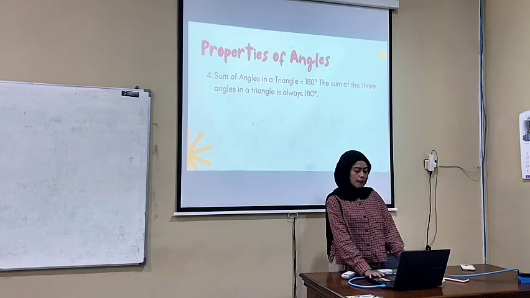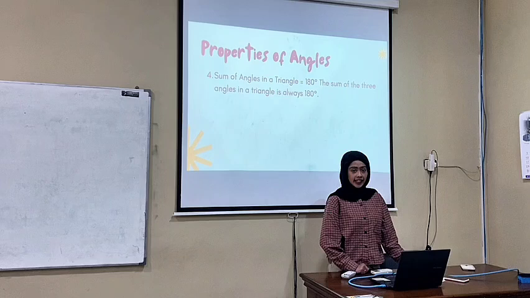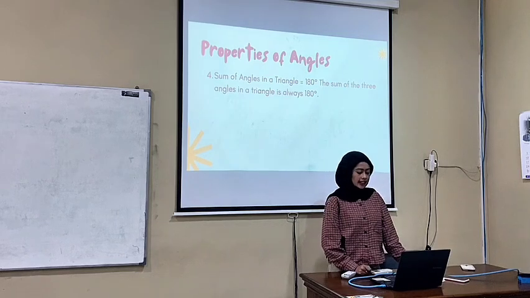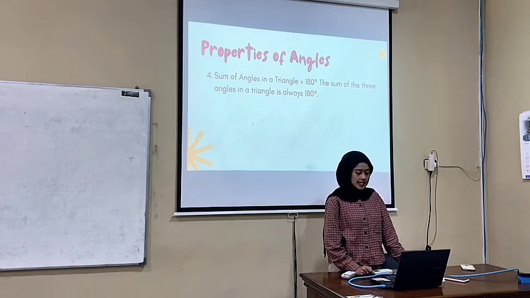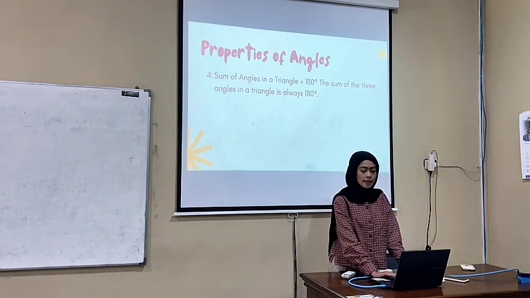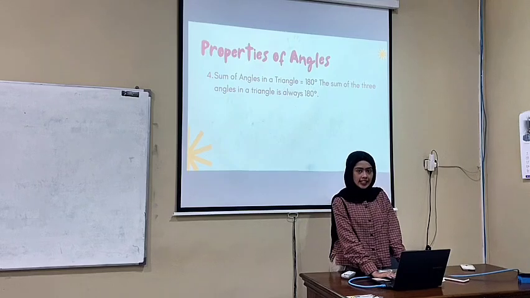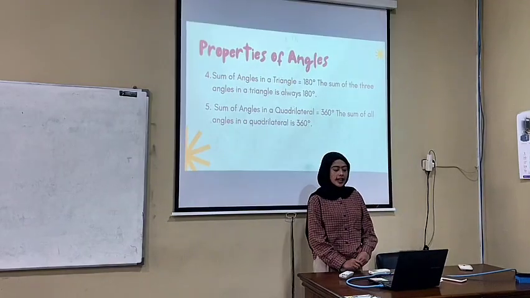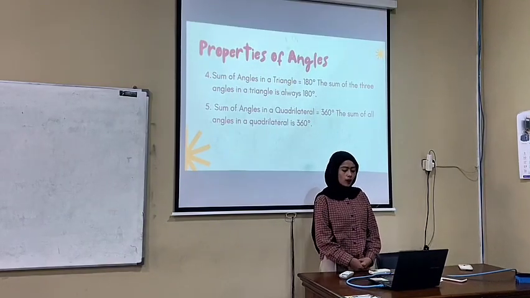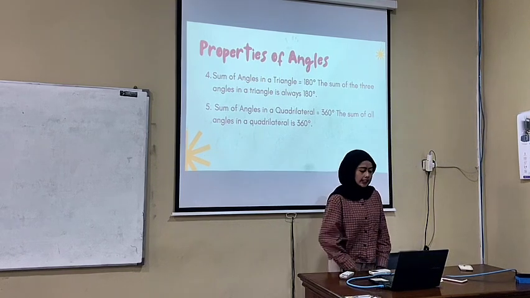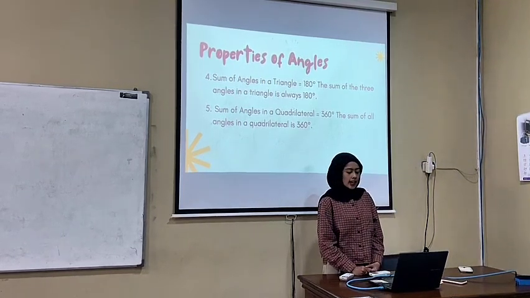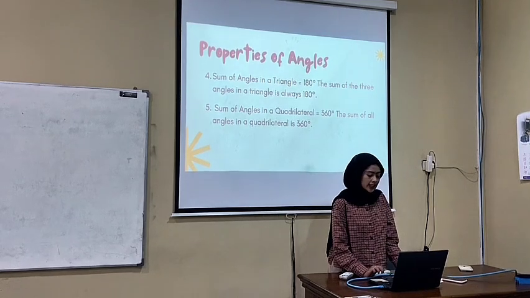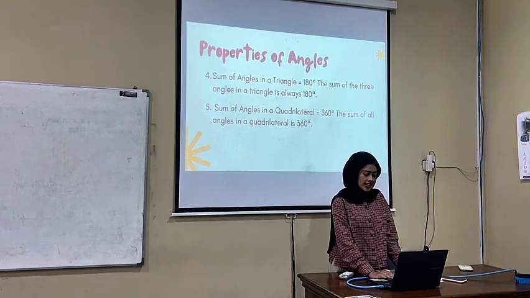4. Sum of angles in a triangle is 180 degrees. The sum of the angles in a triangle is always 180 degrees. 5. Sum of angles in a quadrilateral is 360 degrees. The sum of all angles in a quadrilateral is 360 degrees.